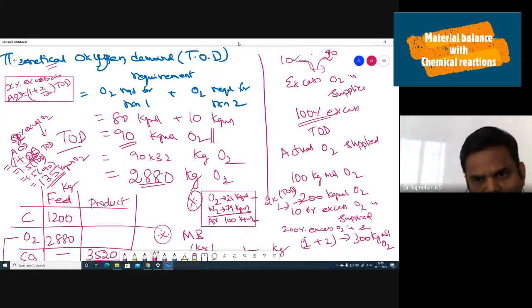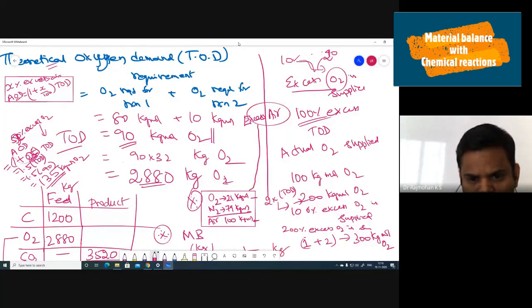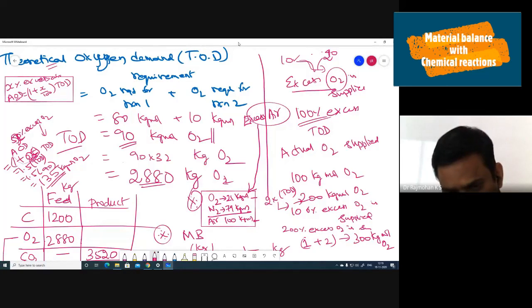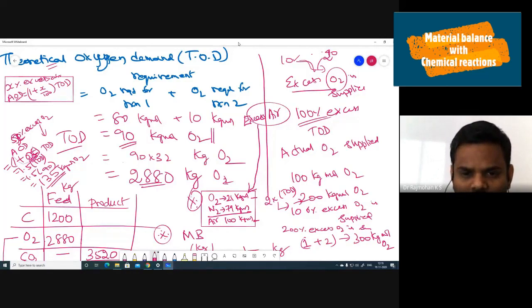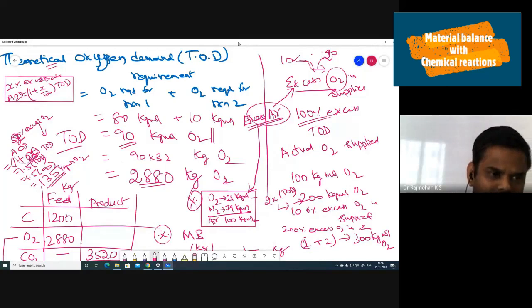Even if it is mentioned excess air, it means the same, because there is a particular fraction ratio. If oxygen is 50% excess, proportionally nitrogen is 50% excess. Therefore, proportionally air is also 50% excess. So in the question, you should not get confused if it is mentioned either excess air or excess oxygen is supplied. We should be able to calculate the percentage excess of air.